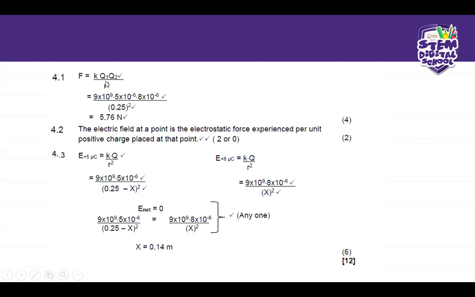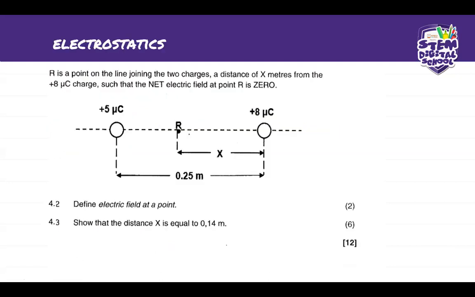It says force is equal to Coulomb's constant, which is the standard 9 times 10 to the power of 9, times the Q1, which was given, and the Q2, which was also given, divided by 0.25, which is the radius, and we square that, and that will give us 5.76 newtons. Okay, so this one was quite a simple question.